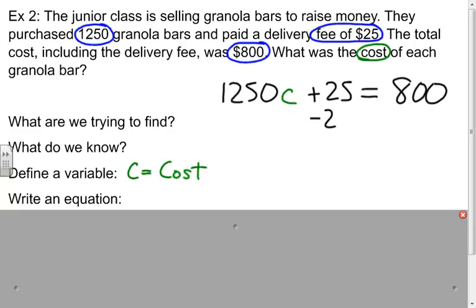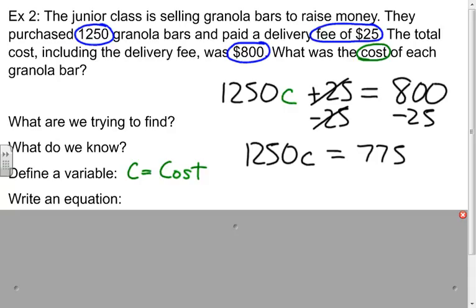Subtract 25 from both sides. Sorry, C is my variable. It's being multiplied by 1250. It's being added by 25. I want to get rid of the add 25 first because it's farther away from C. So I do the inverse, which is subtract 25, and I do that to both sides. Then I simplify. Add 25 and subtract 25 are inverses, so they cancel. 1,250C equals 775.